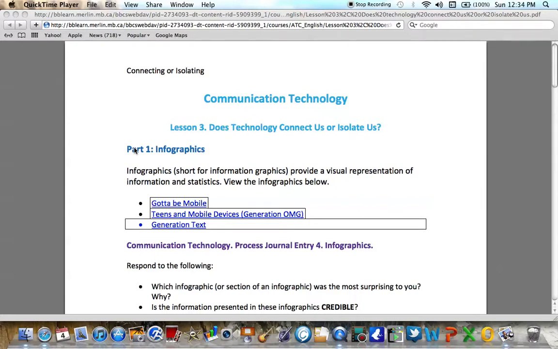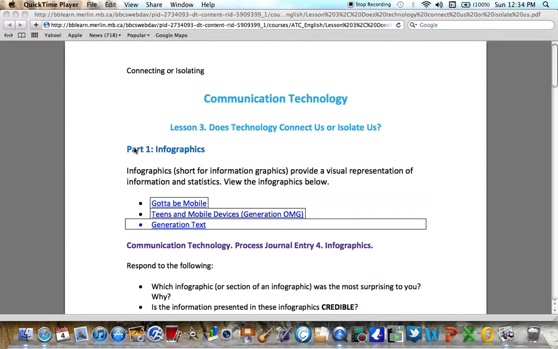Some critics will say that we're actually losing our ability to communicate one-on-one with each other or face-to-face. And other critics make a different argument and say that we're losing our ability to be an individual when we're always connected with each other. We're constantly connected, and we lose a sense of self.